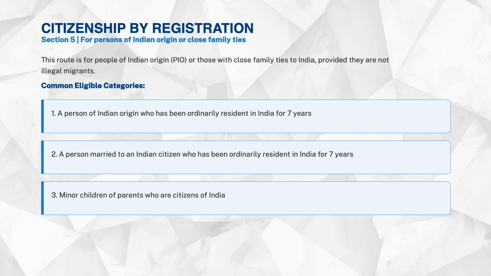Very easy, right? Or if a person is married to an Indian citizen and has been ordinarily resident in India for 7 years. Again, if you got married and you were residing in India for 7 years, which means for a girl, if you got married to an American, the American needs to be in India for 7 years, and then he can become an Indian citizen by process of registration. And for a guy, if you married an American lady, the lady needs to be in India for 7 years before she can register as an Indian citizen.